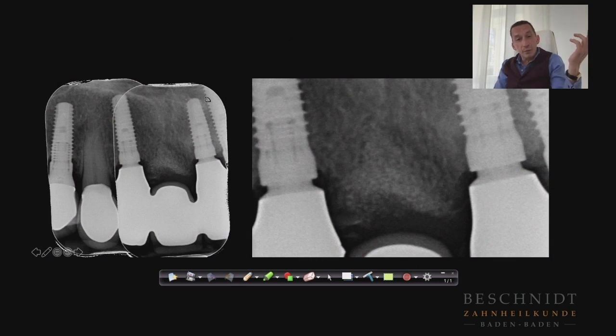Again, look at the bony resorption. We have, of course, a bony change, but here we have first bone contact. Here we have bone contact. Again, here we have bone contact.